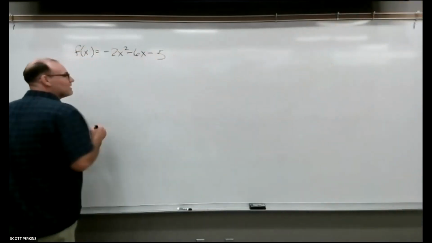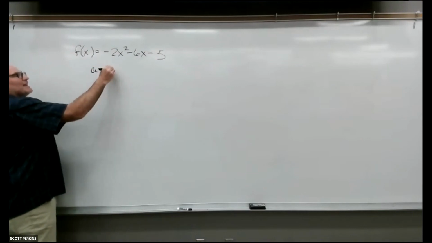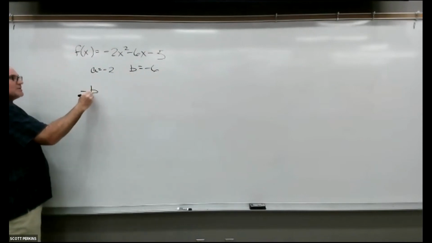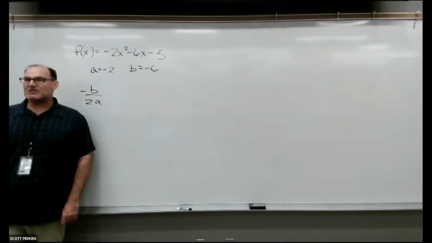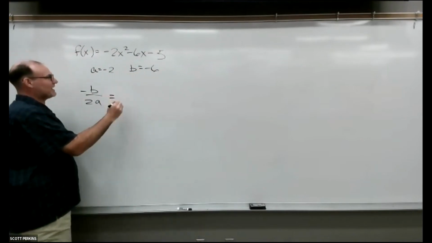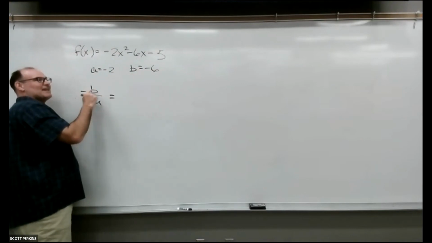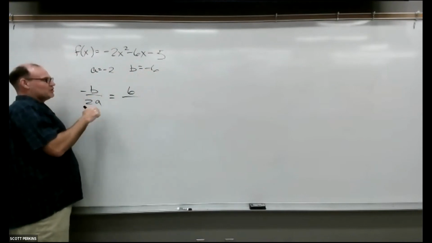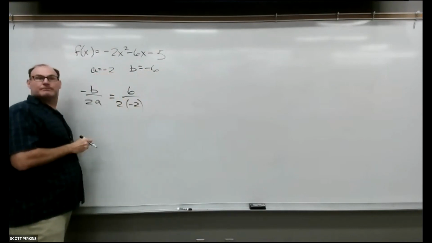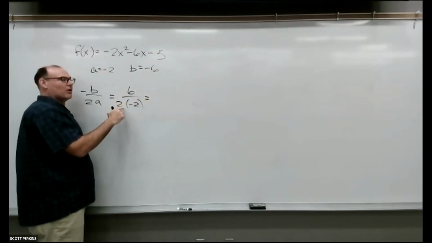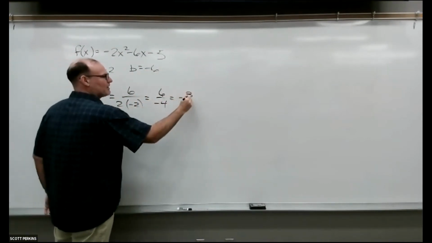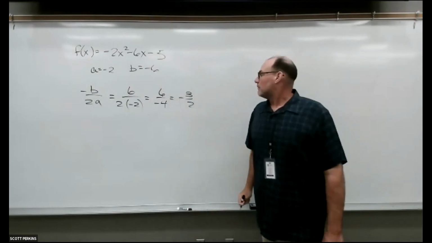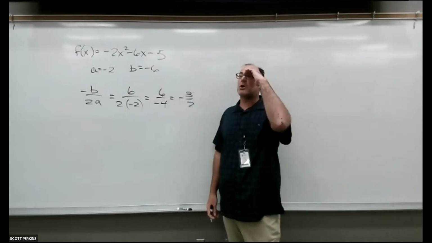So first, I'm going to identify the numbers that I need. The value of a is negative 2. The value of b is negative 6. So negative b over 2a is what's going to give me the x-coordinate of the vertex. I have negative b, so that's negative negative 6. A negative times a negative is positive 6. 2a is 2 times negative 2. And so that's 6 over negative 4, which is negative 3/2 or negative 1.5, either way you like it. Doesn't matter to me. I'm going to stick with the negative 3/2, but if you use the decimal, we'll come out with something equivalent.